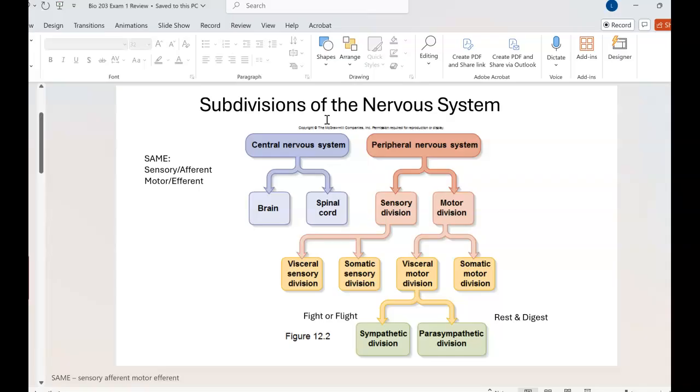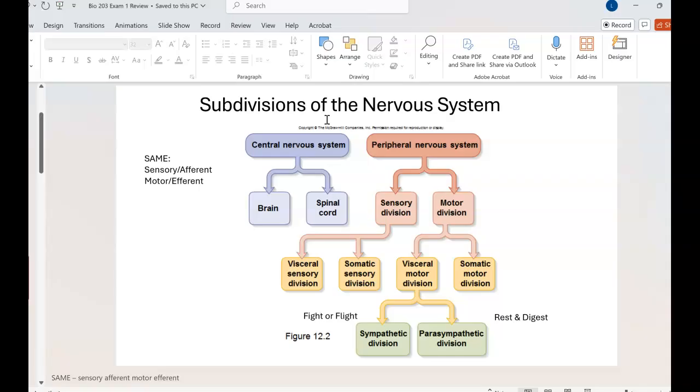Then we have our motor division. Now in A&P1, we're mostly in the somatic motor division. This is sending voluntary information to our skeletal muscles. So I think of somatic skeletal muscles. This is going to be voluntary control so that if we need to pick up something, our muscles are going to allow us to do that. Our somatic motor division is going to allow us to do that.